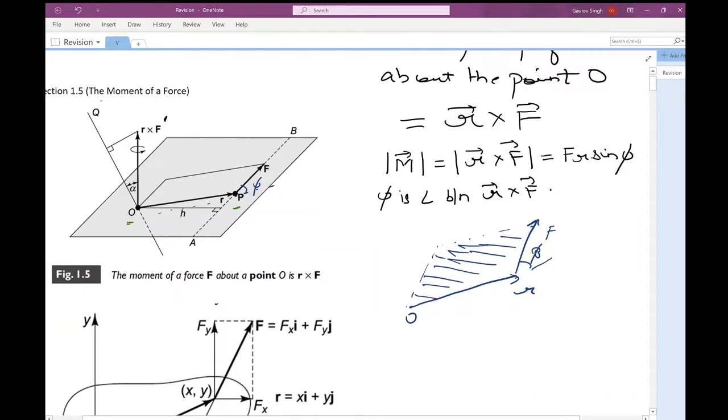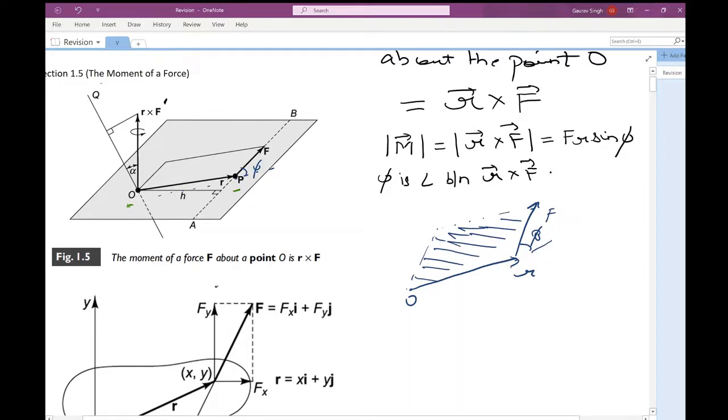Now let me just come back to this. So this is P, this is R, F. Let's call this distance H, from O to this line. That is already shown in your figure. I have just shown it in a slightly more exaggerated form in this diagram which I have drawn.